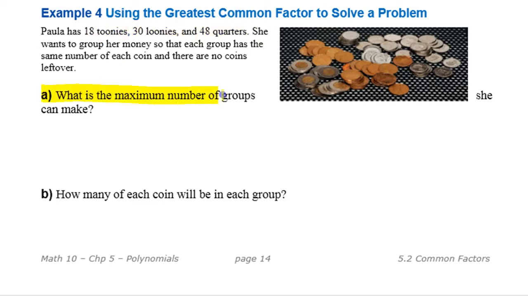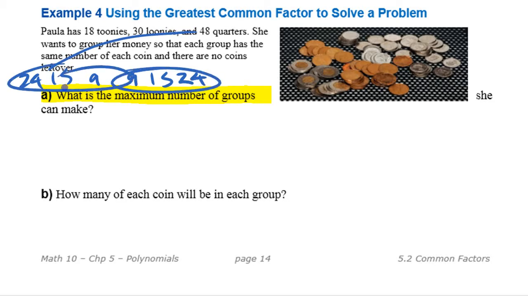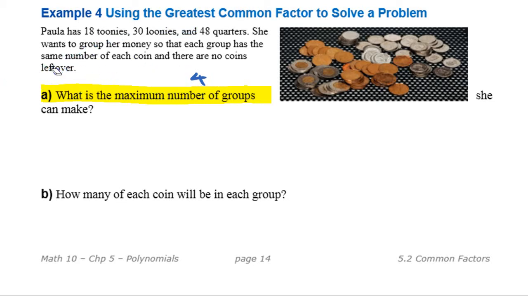So, the first question is, what's the maximum number of groups they can make? Well, just so we understand this first, they could split it up so that 9 of each of those go into each group, and 15 of each of these go into each group, and so that 24 of each of those go into each group, but that's only 2 groups, right? The question here is, what's the most number of groups you can make?